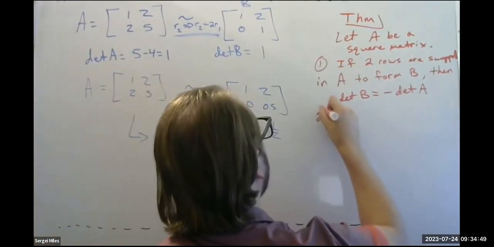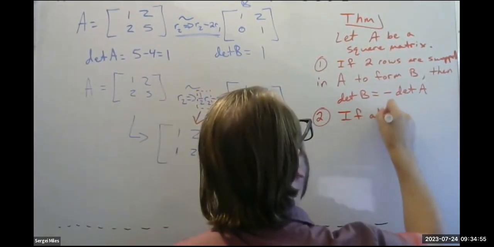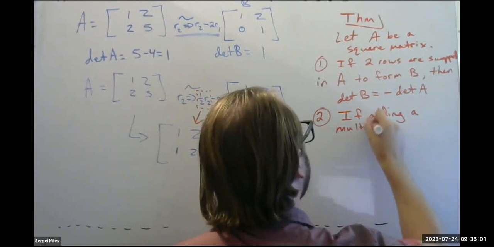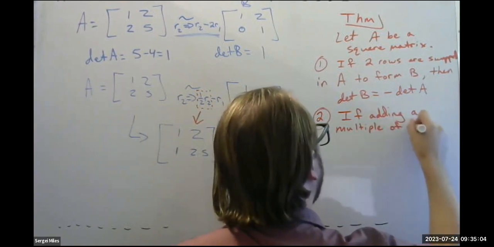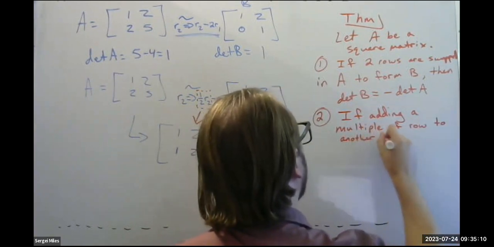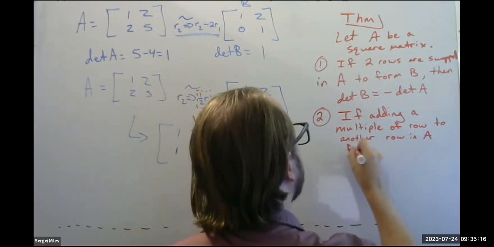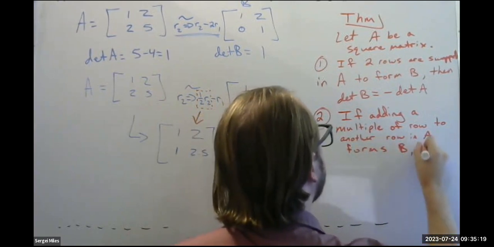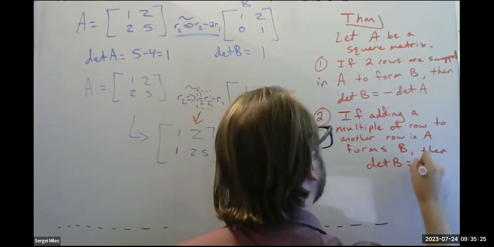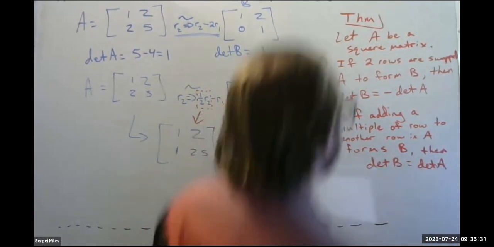So option 2 here: if adding a multiple of a row to another row in A forms B, then the determinants don't change. The determinant of B equals the determinant of A, right?